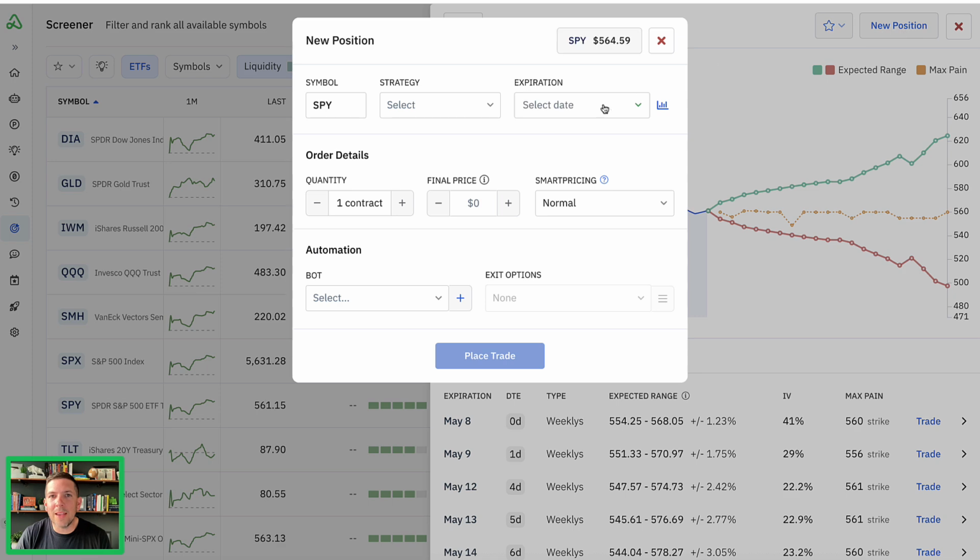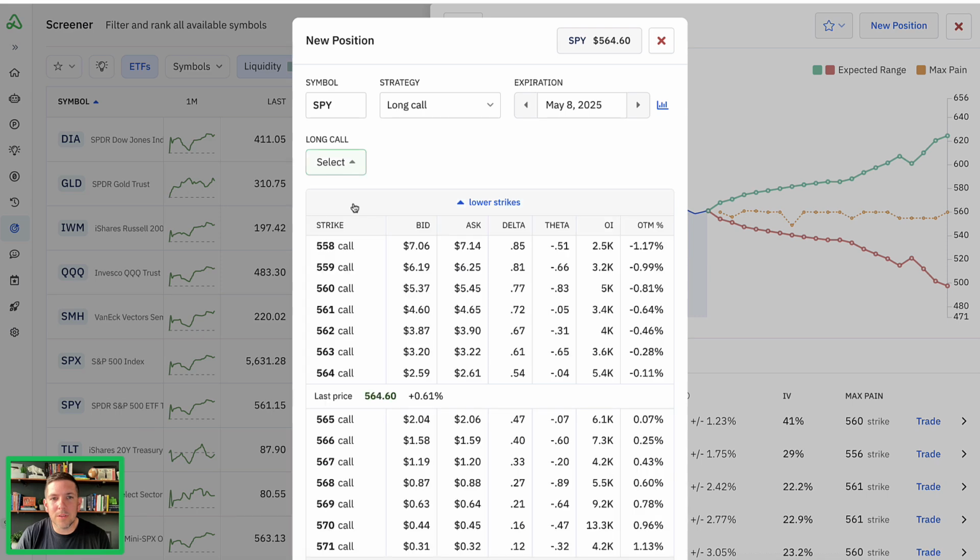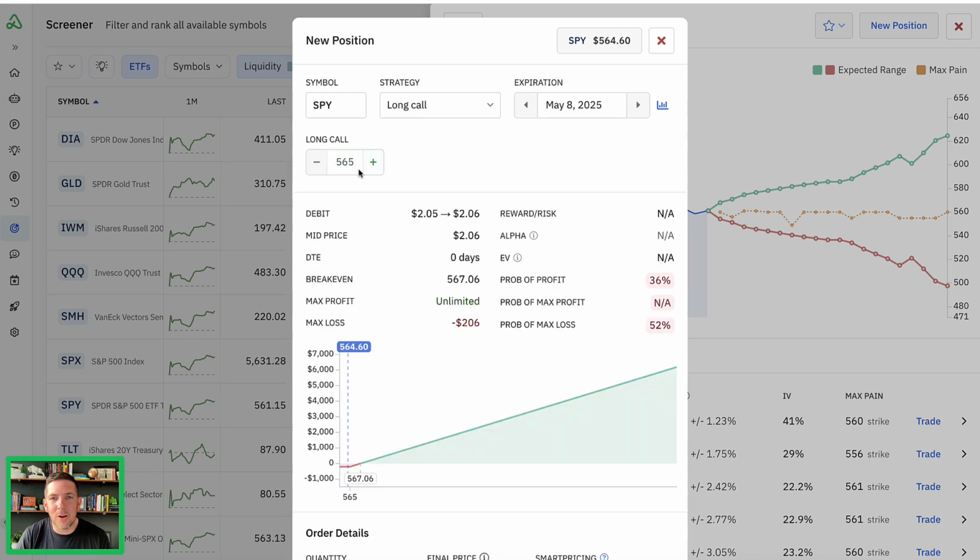So if we were to go back to our SPY example, and we go to these 0 DTE expirations, and we'll go to, I think it was the 565 calls right here. Oh wait, no, let me go to the 560. I'm sorry, 560. There we go. So let's say that this contract it's 5.41.